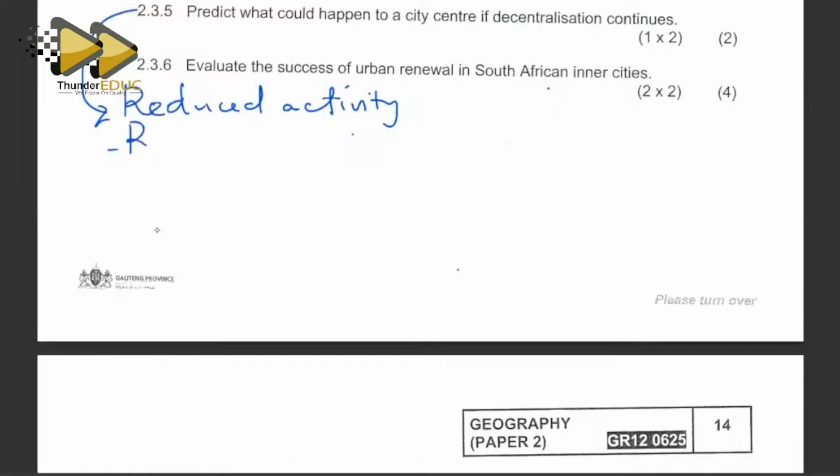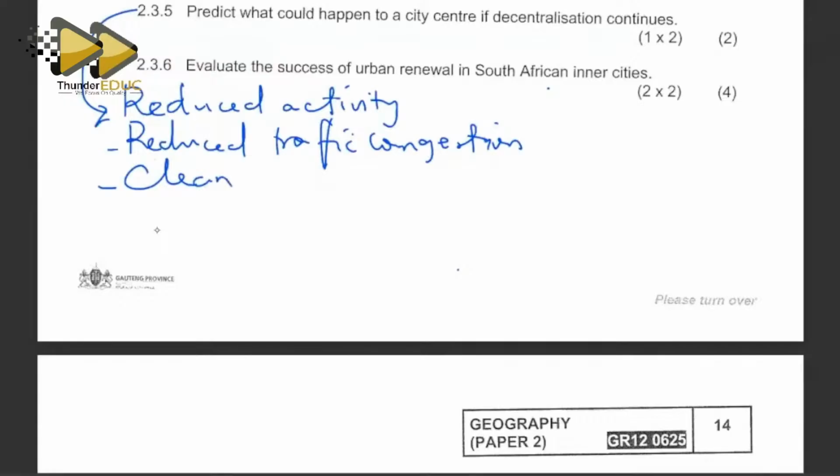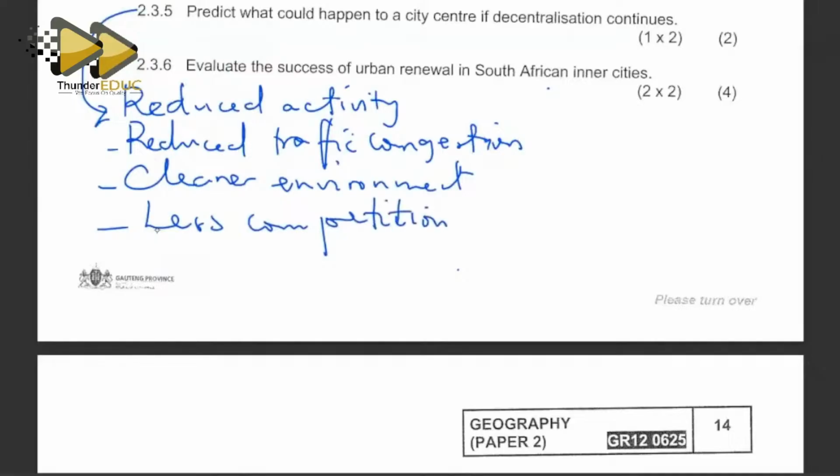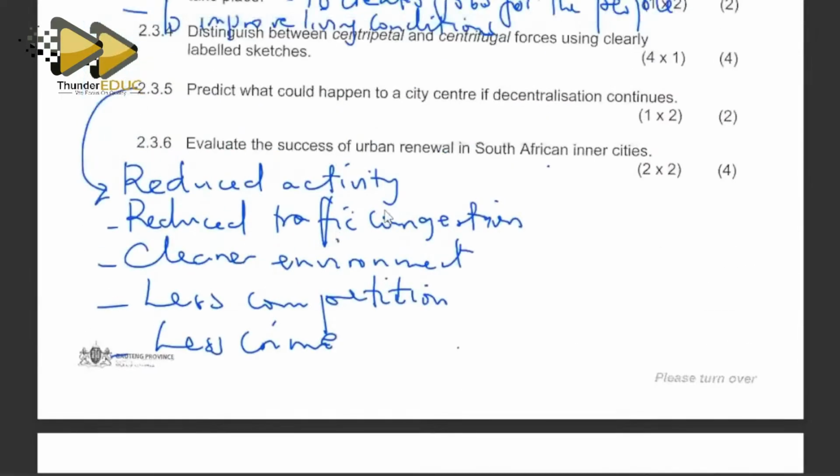And also, we are going to get reduced traffic congestion, because the volumes of people traveling into the CBD will be reduced. And also, we are going to have a cleaner environment, which is a positive. There's going to be less competition. And you can also look at other positive aspects like less crime. Those are some of the things that are likely to happen in the CBD if there's continued decentralization.